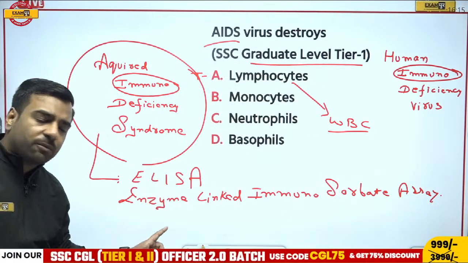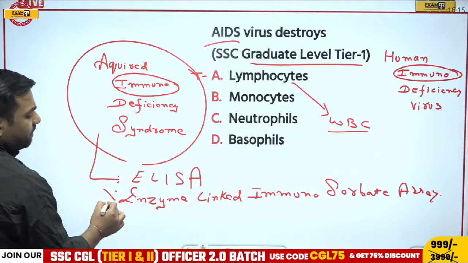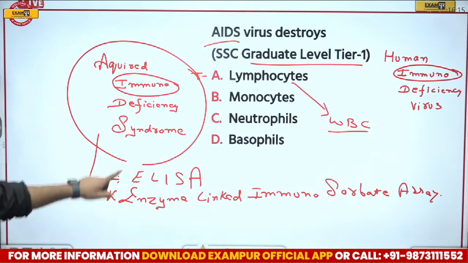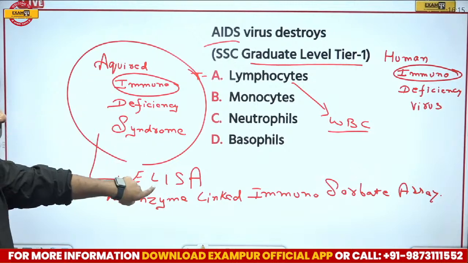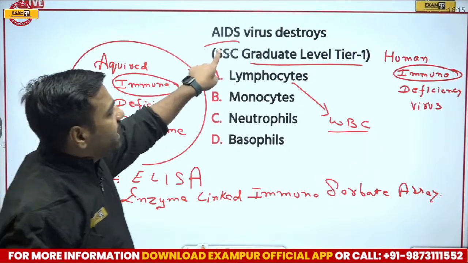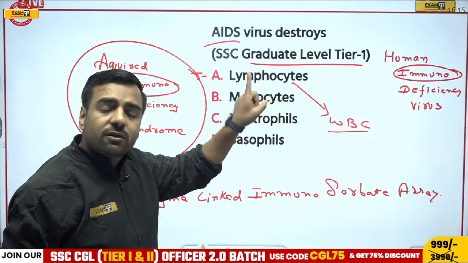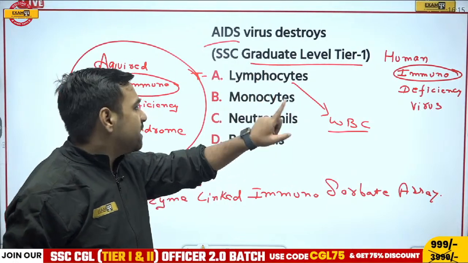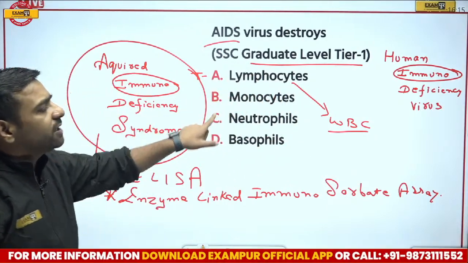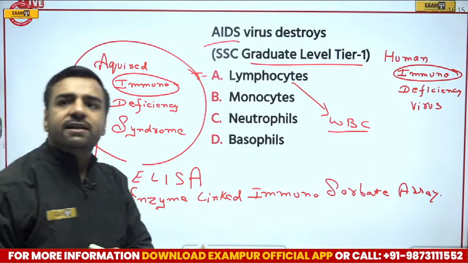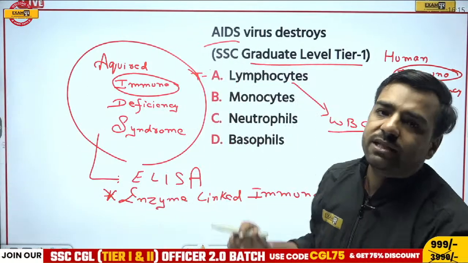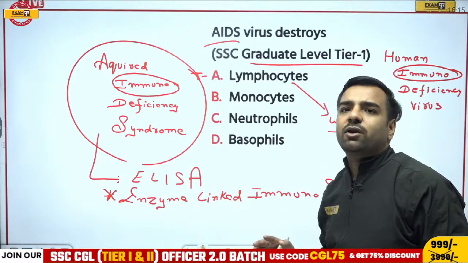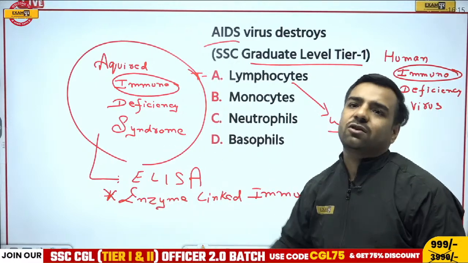All these questions are from previous years. What is the full form of ELISA? That is enzyme linked immunosorbent assay. Which testing is done for AIDS? That is ELISA testing. What happens when the AIDS virus attacks you? The virus name is HIV, and the HIV virus will destroy T lymphocyte cells, which are linked with WBC, white blood cells. And yes, WBC are also known as the policemen of our body. So this was the 360-degree analysis of this question.